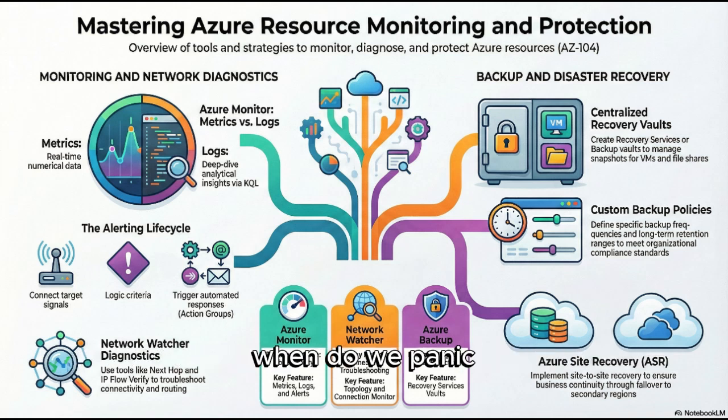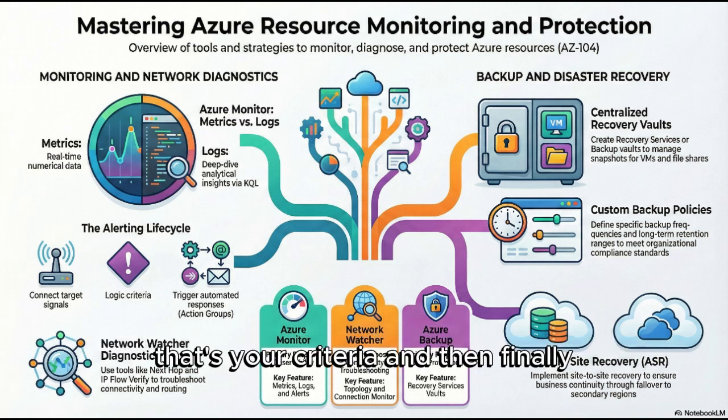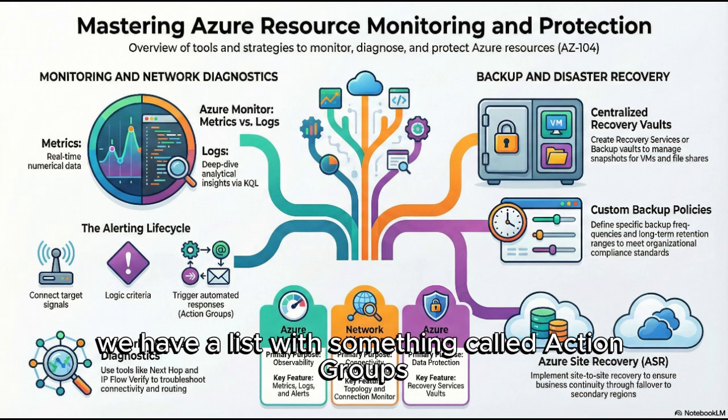Right. When do we panic? Is the CPU greater than 90% for a continuous 5 minutes? That's your criteria. And then finally the action. What happens next? And in Azure, we handle this with something called action groups.